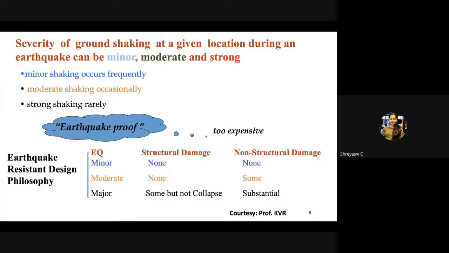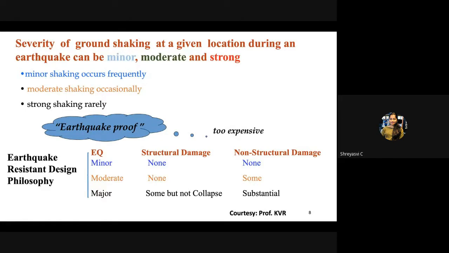There might even be an earthquake happening right now as we speak, but when these earthquakes are of small magnitude, we cannot feel them. Maybe that is why we don't get to know most of the time, but these small magnitude events are always picked up by the instrument. So minor shaking can occur frequently and may go unnoticed by human beings. But moderate shaking occurs occasionally, and strong shaking occurs rarely. These are some of the things that we understood over the years.